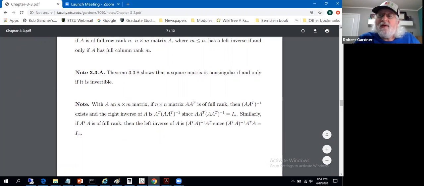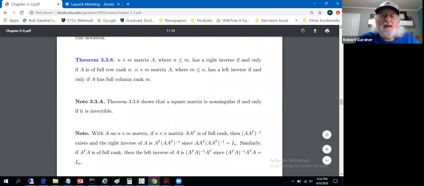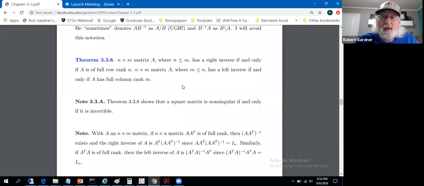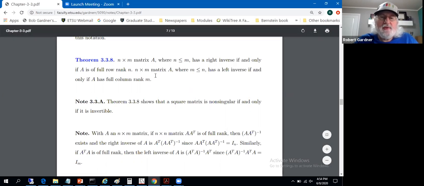We get from this, actually, if n and m are the same, and we can draw both of these conclusions. If n and m are the same, so we've got a square matrix, it's of full row rank and full column rank. So it's a non-singular matrix. Then we see that there's both a left inverse and a right inverse. We know from above that they're the same thing. So this links together that idea that a square matrix is non-singular if and only if it's invertible.